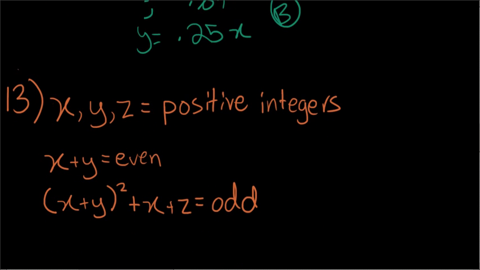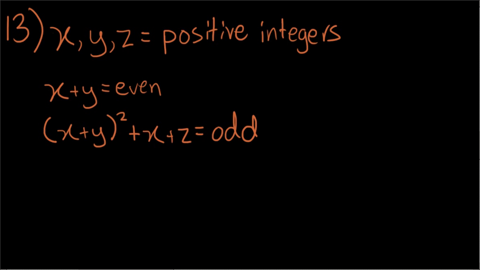Number 13 has to do with integers again. If x, y, and z are positive integers such that the value of x plus y is even, and the value of x plus y whole squared plus x plus z is odd, which of the following must be true?